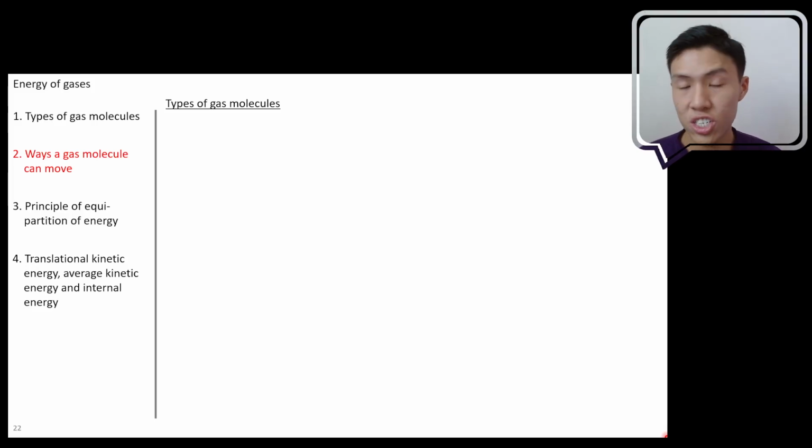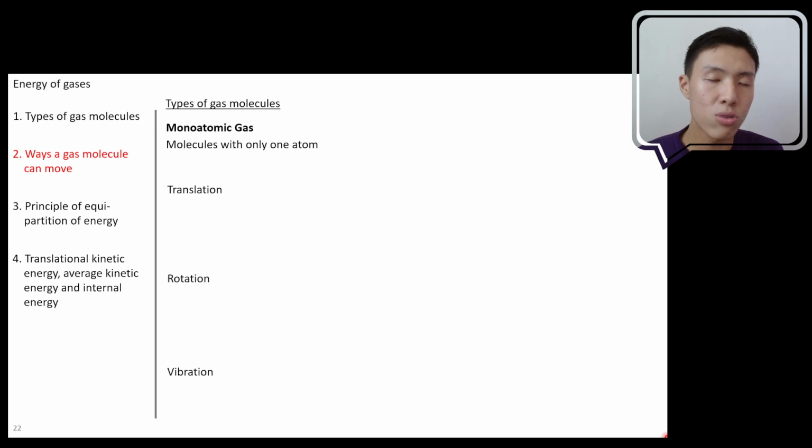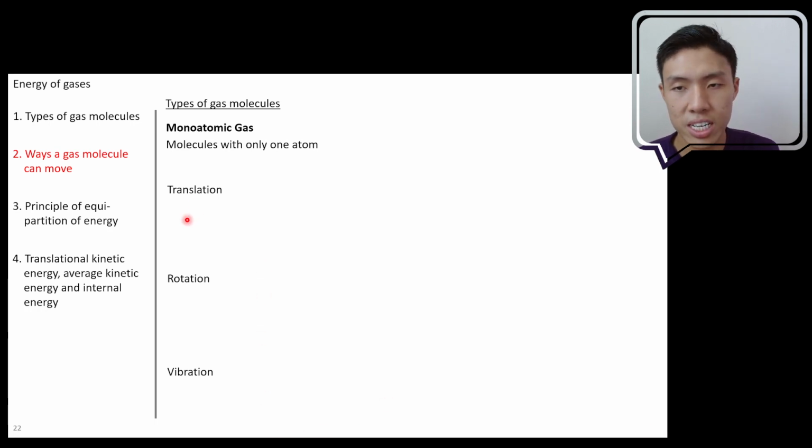Now, for each type of gas molecules, we are going to study how many ways these gas molecules can move. So we start with monoatomic gas. Monoatomic gas, again, is molecules with only one atom in it. We are going to study 3 different ways to move. First is called translation, followed by rotation and vibration.